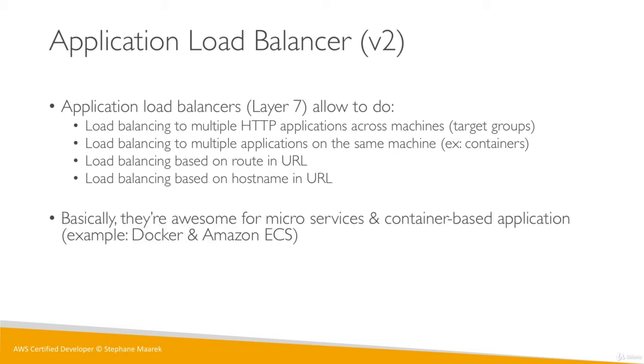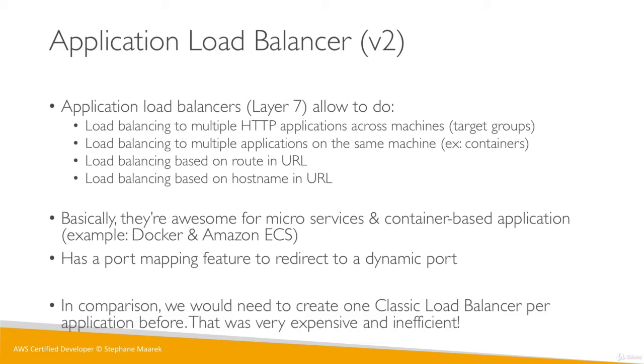Overall, I think load balancers are a great fit for microservices and container-based applications, for example, Docker and Amazon ECS, but also for Amazon EC2, as we'll see in this lecture. Finally, there is a port mapping feature that basically lets the load balancer redirect to any dynamic port in the backend, and this is what allows the load balancer to redirect to the same instance for applications running on the same machine. In comparison, if you wanted to run 5 microservices before using a classic load balancer, you would need 5 classic load balancers, and that was very expensive and inefficient. Now we have an application load balancer. You can use one load balancer fronting 10 applications if you wanted to, and that works great.